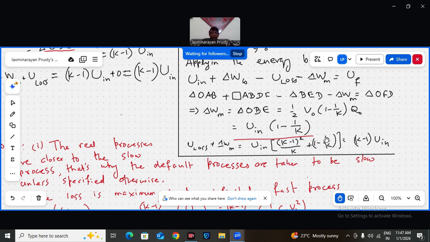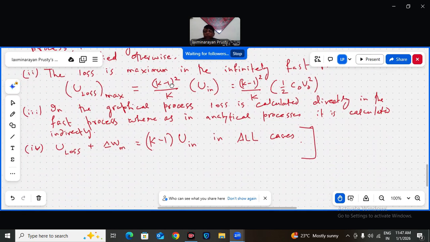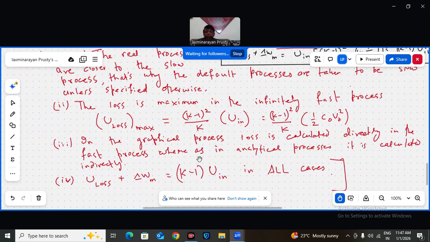K minus 1, take common 1 by K. It is 1 minus 1 by K. 1 by K cancels, 1 remains. So K minus 1 into U in. Here also the U loss and delta Wm summation is K minus 1 U in. Here also the same thing. So this one I wrote all this.